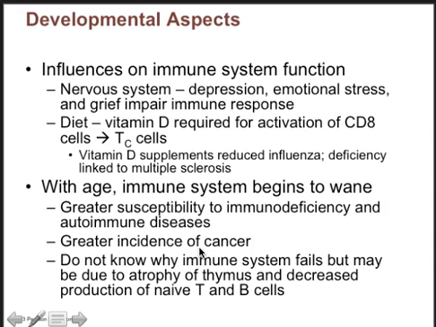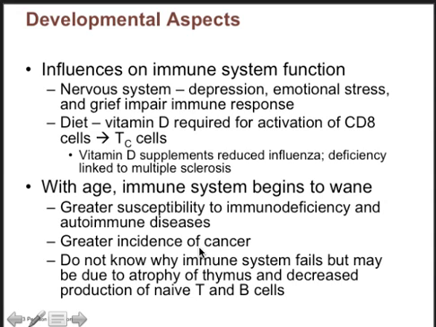Influences on immune system function. Nervous system malfunctions related to the immune system can lead to depression, emotional stress and grief, which can impair the immune response. Okay, this is how these systems can interact.